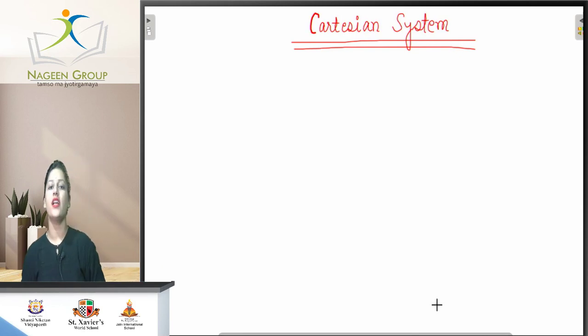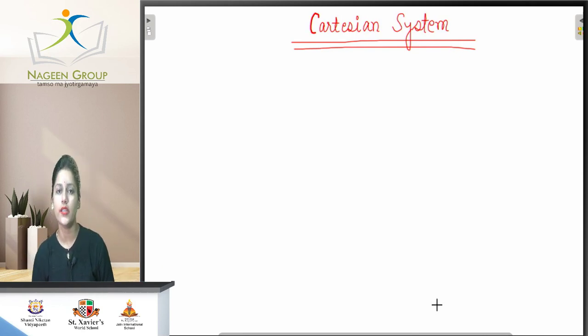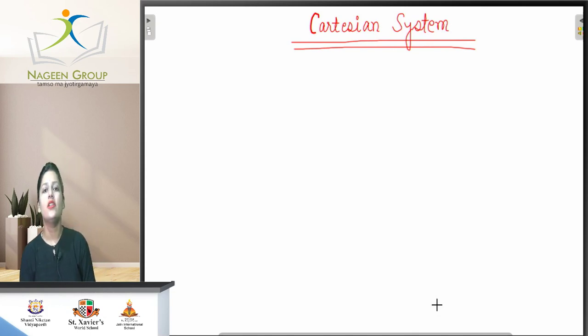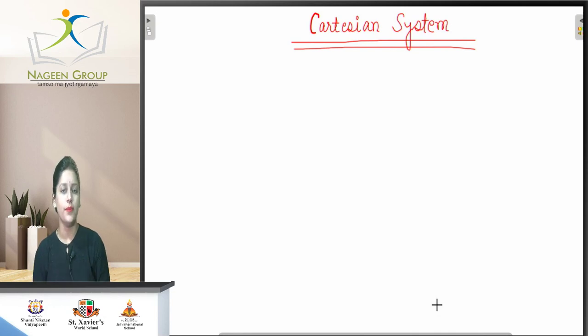Today we have the second class on Chapter 3, that is coordinate geometry. So let's get started. In the second class we have learned about the Cartesian system. First of all, what is the Cartesian system, as well as the basic terms and basic points which we have to know before plotting any point on a graph paper or a number line. So let's start. What is the Cartesian system?